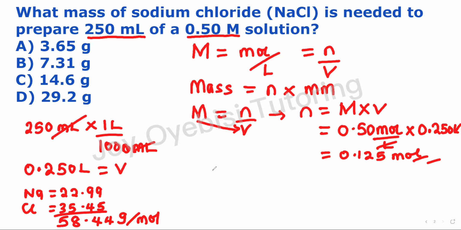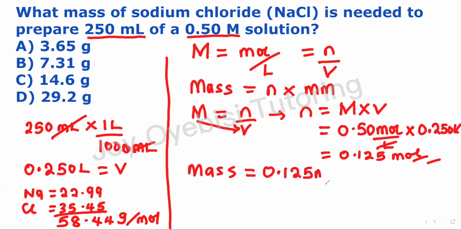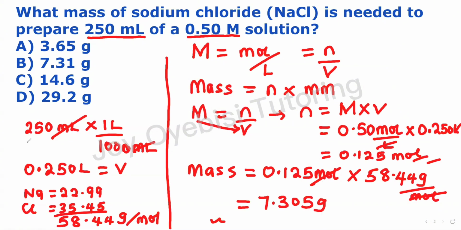So mass will then be the moles that we just calculated, 0.125 mole, times the molar mass, 58.44 grams per mole. The moles we cancel, and we have 7.305 grams, which is approximately 7.31 grams. And that means that the final answer is B.